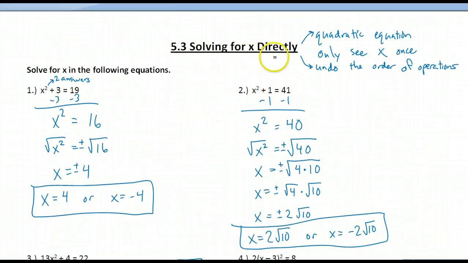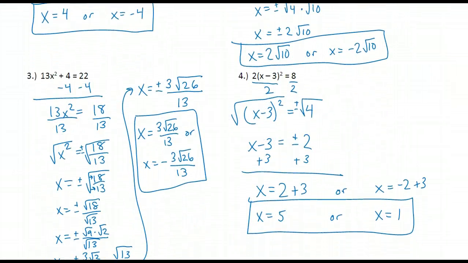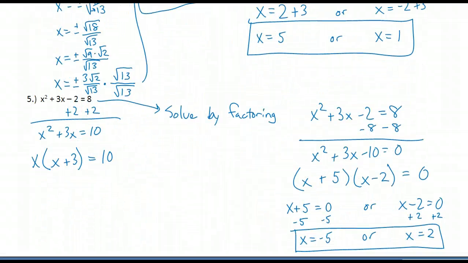So when solving for x directly, I have to have a quadratic equation where I only see x once. Even a problem like number 4, I have to undo the order of operations, always simplifying my answers down to fractions where my radicals have been simplified down. A problem like number 5, I can't solve for x directly because I see x twice. That means I have to solve by another method, and I can solve this one by factoring.